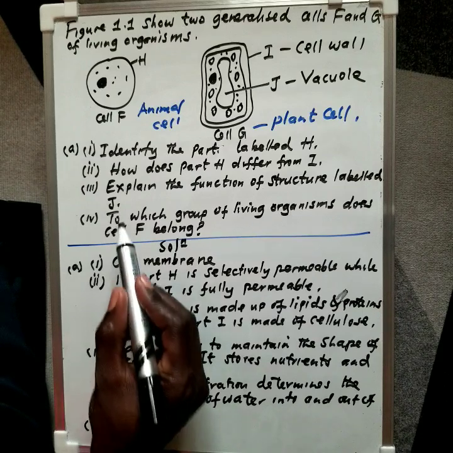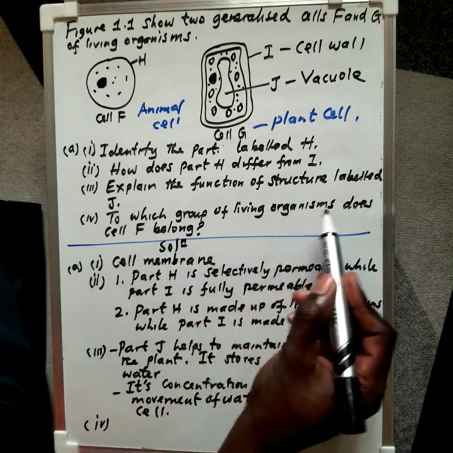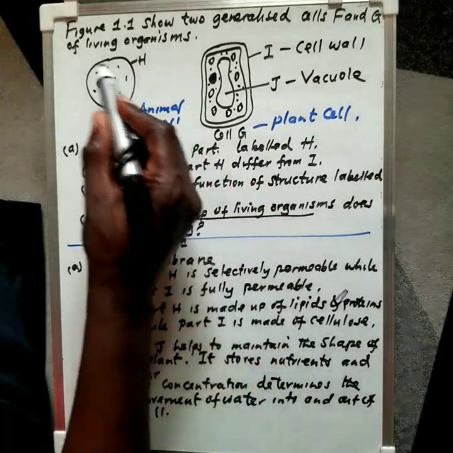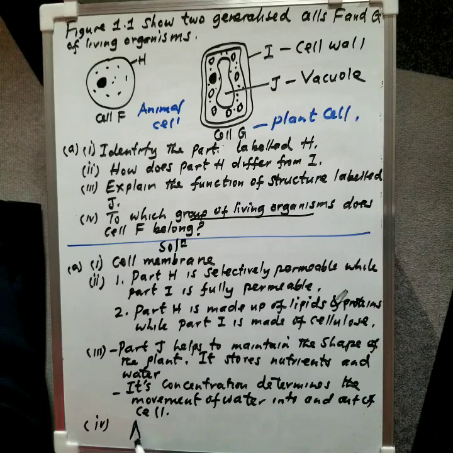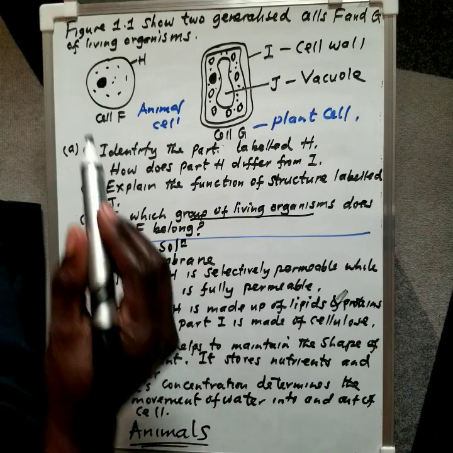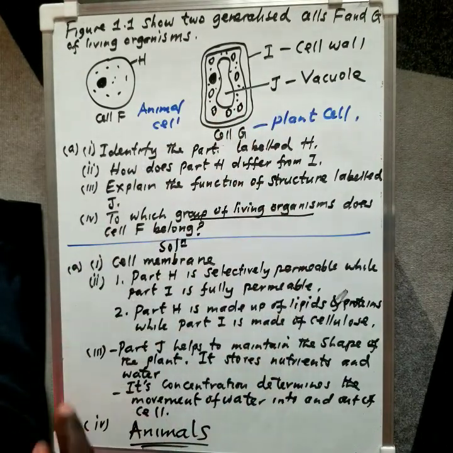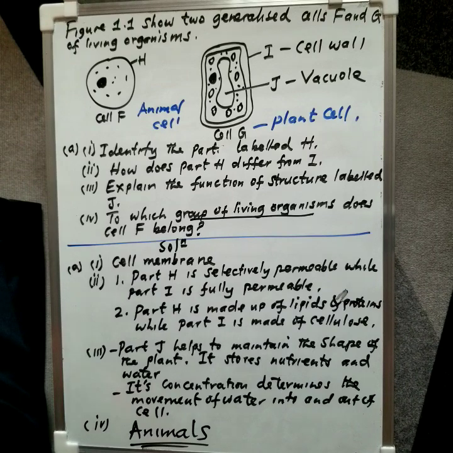Then the 4th one there, to which group of living organism does cell F belong? So it actually belongs to what we call animals. Like we said, that is an animal cell, so it belongs to a group of living organisms called animals. This one, G, belongs to a group of living organisms that we call plants.